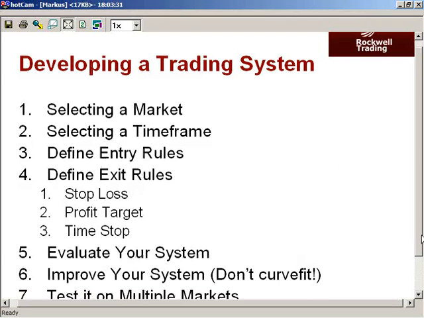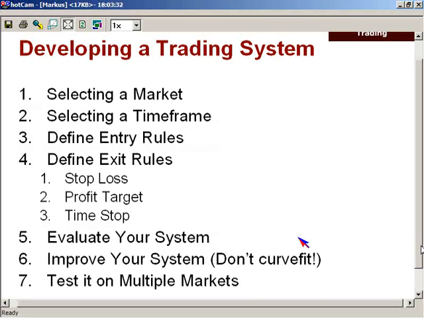We then talked about developing a trading system, and these were the 7 steps that we applied. First, selecting a market. Second, selecting a time frame. We talked about the pros and cons of the different markets: stock markets, futures markets, and forex markets. And we talked about different time frames. We looked at smaller time frames like 1, 3, and 5 minutes, mid-sized time frames like 60 minutes, and also daily and weekly charts.